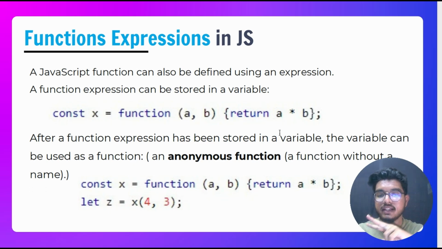There are two ways of declaring a function. Using the function keyword is function declaration. Using the function keyword but without any name for the function is function expression, where you can store the logic or the entire function in some variable and just call x of a comma b. If you call x of a comma b, even then the function will work. I hope it is clear.